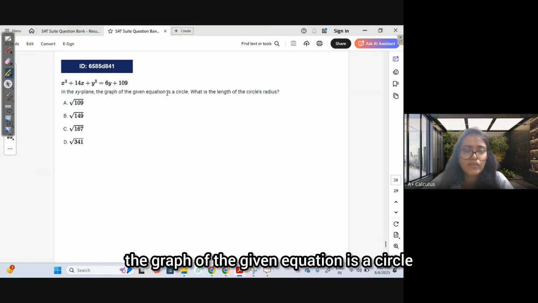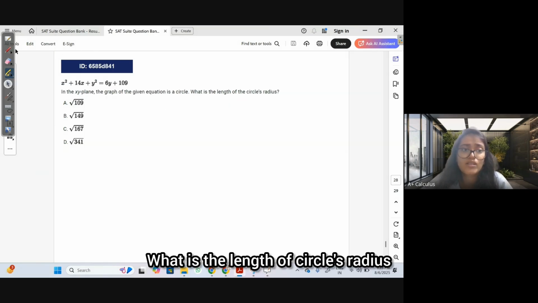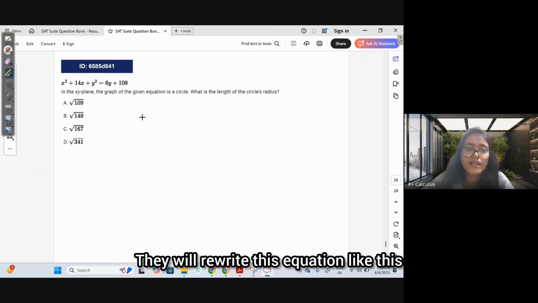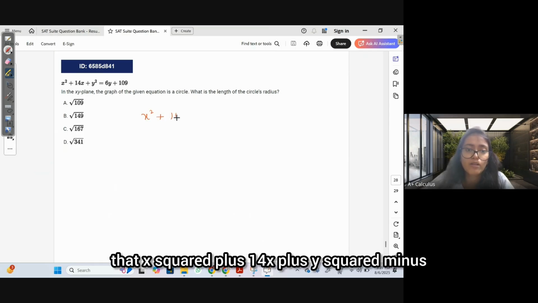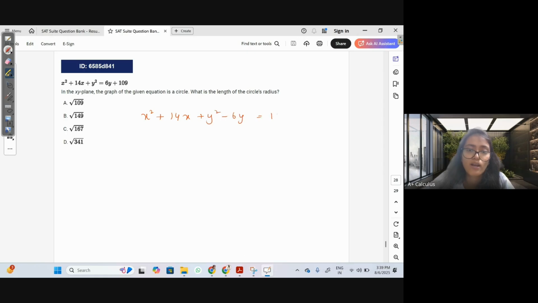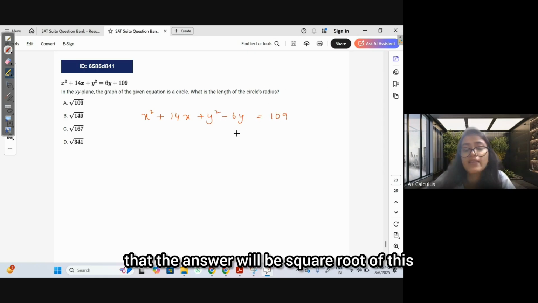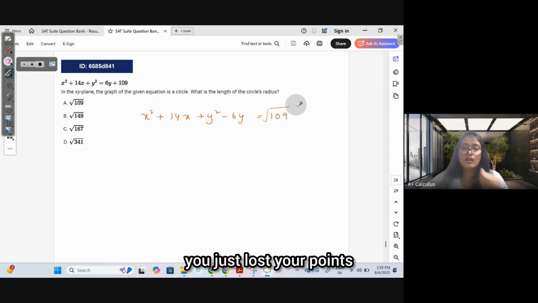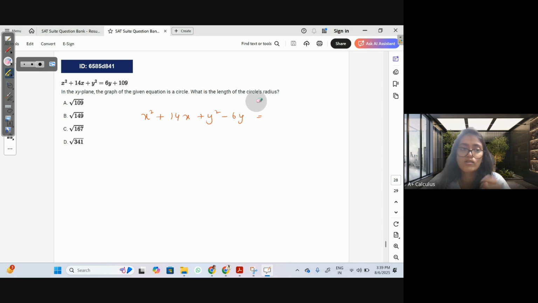In the xy plane, the graph of the given equation is a circle. What is the length of the circle's radius? Now, many students will make this mistake. They will rewrite this equation like this, x squared plus 14x plus y squared minus 6y is equal to 109. And then they will say that the answer will be the square root of this, and they will select answer choice A, and bam, you just lost your points.